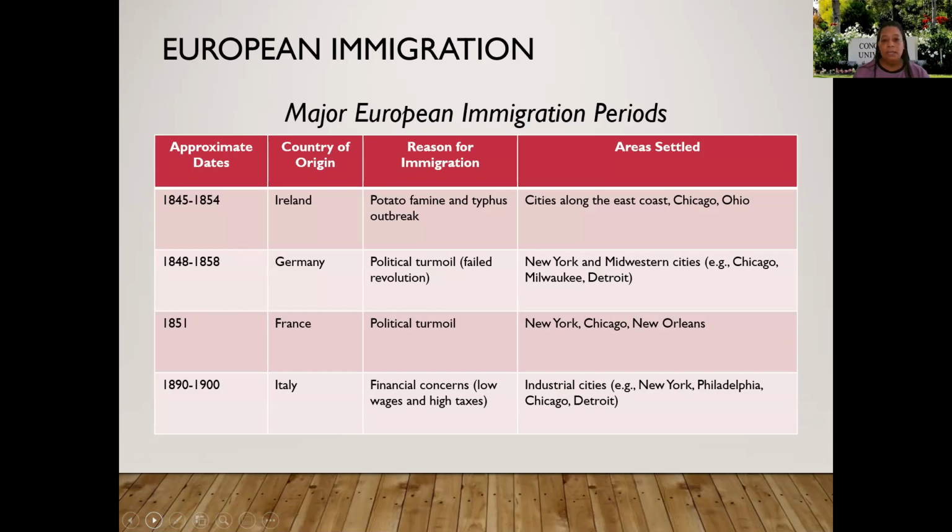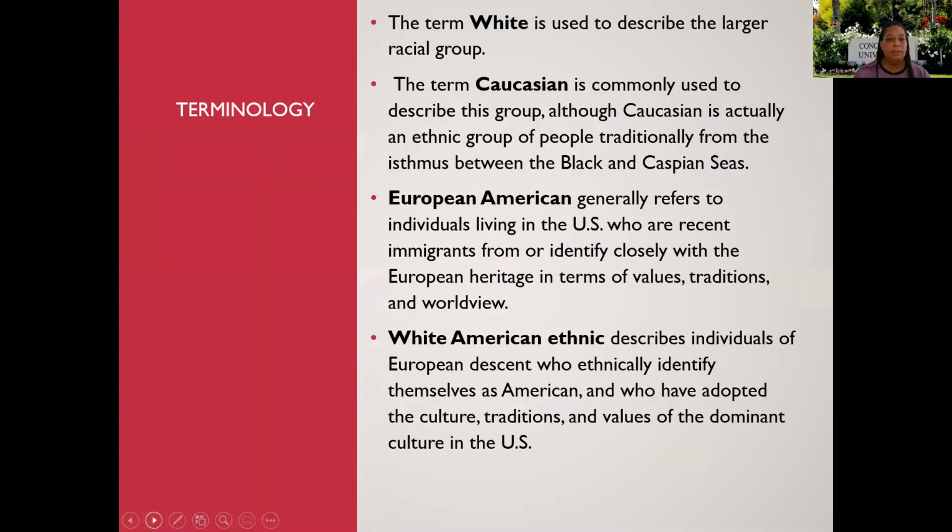So the major European immigration periods were 1845 to the 1900s, and it talked about the different cultures, the reasons for the immigration, and the areas in which they settled. Regarding terminology, the term white is used to describe the larger racial group. Caucasian is most commonly used to describe this group, although Caucasian is actually the ethnic group of the people traditionally from the isthmus between the Black and the Caspian Seas.